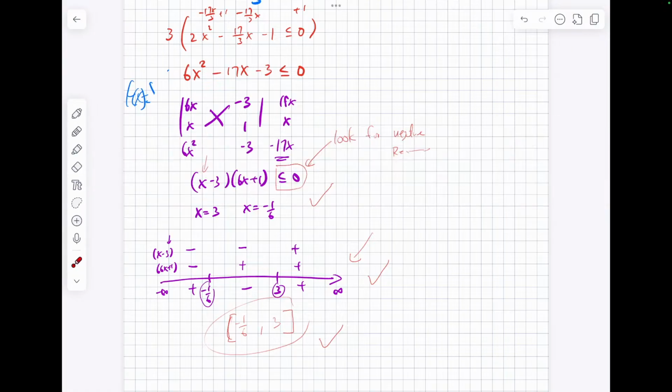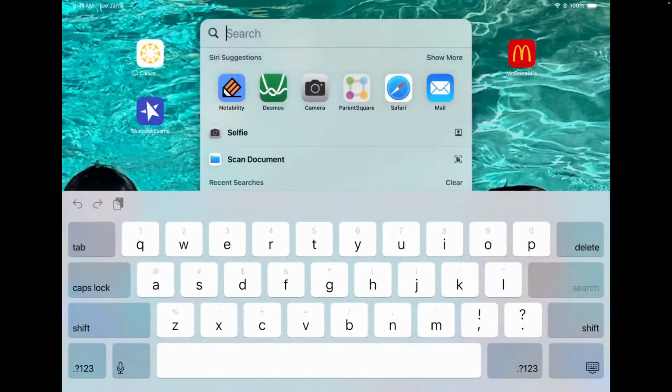Oh, there it is. You're so smart. That's what I think. Okay.